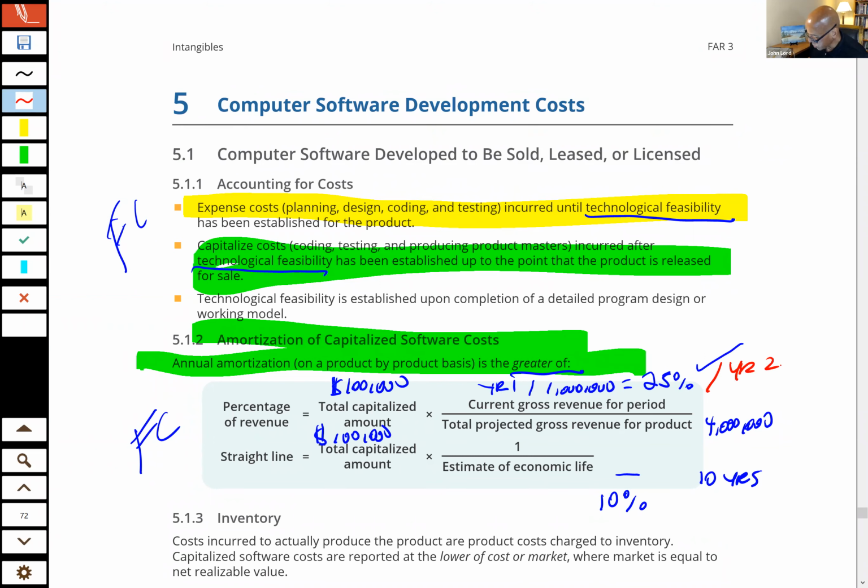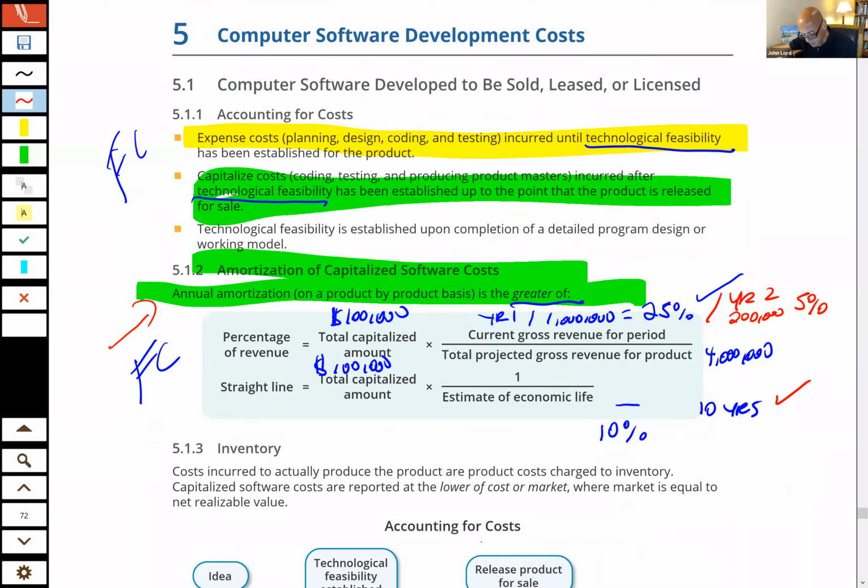Let's say in year two now, for whatever reason, my revenue is only, say, and I'm again just making these numbers up, $200,000. Well, that means that the percent of revenue in year two is what? 5%. So for year two, which one's greater? The straight line. In year two, I would use straight line. So you toggle between straight line and percentage of revenue depending on what? Which one is greater? Okay. And that's the flashcard here. Which one is greater?